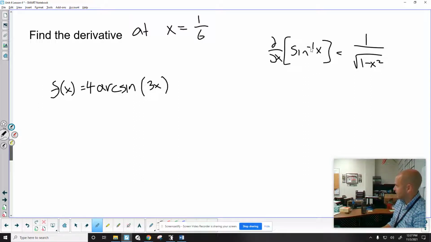Arc sine is the same as sine inverse. This is the derivative of sine inverse. If this was sine inverse parentheses, you'd have parentheses there. 4 is just a constant. You can leave it out to the side. Write the derivative, plug in 1/6, and then you're going to have to simplify.